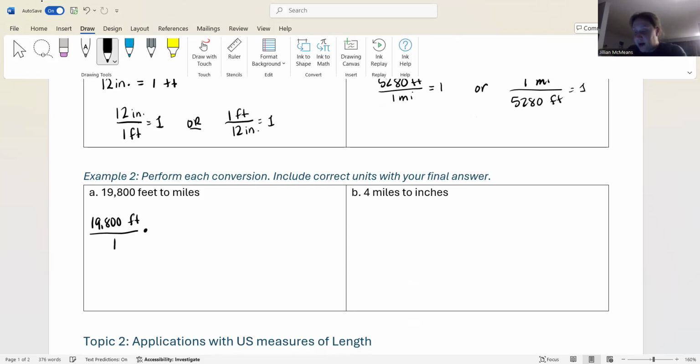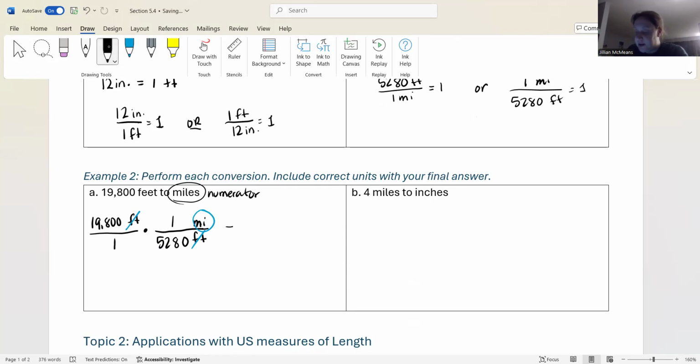Now, I need to multiply this by a unit fraction that will get rid of feet, meaning the actual unit, FT, will cancel, and it'll leave a mile unit behind. And I want miles in the numerator. So whatever unit you're converting to needs to be the unit in the numerator. So I want to multiply this by a unit fraction that relates feet and miles in such a way that miles are in the numerator and feet are in the denominator. Okay, so that means 1 mile to 5,280 feet. And what happens here is the unit feet quite literally cancel and we're left with miles in the numerator.